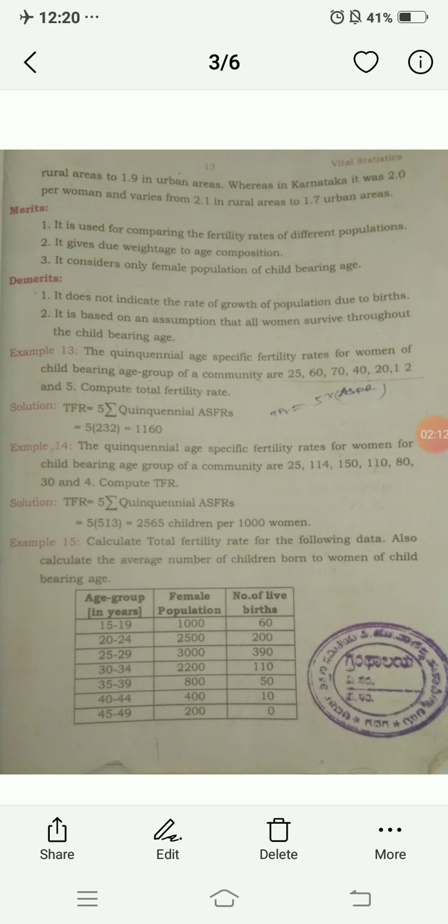Next comes the demerits. It does not indicate the rate of growth of population due to births. And second, it is based on an assumption that all women survive throughout the childbearing age. Okay, next we move on to solving the problems given in the textbook. Now I will explain these problems one by one.